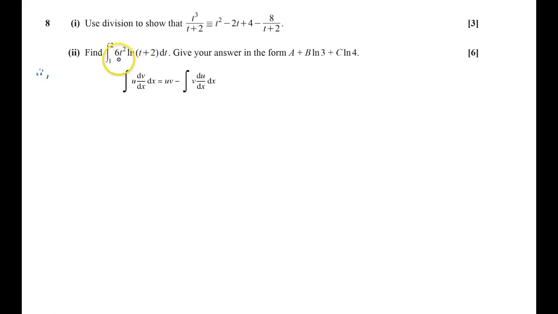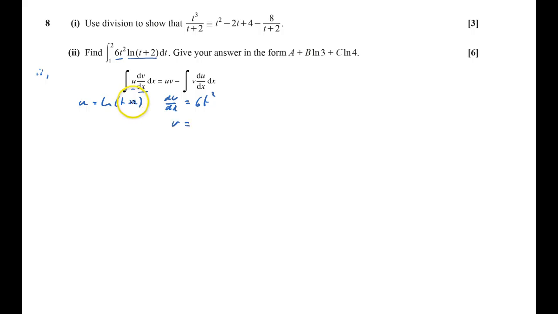And now one of them is going to have to be 6t squared, and one of them is going to have to be ln of t plus 2. So one is u, and one's dv by dx. Well, the one which is dv by dx, I've got to integrate to find out what v is. I can't integrate ln of t plus 2, so therefore I'm not going to make that be dv by dx, I'm going to make it be u. So I'm going to get u equals ln of t plus 2, and the other one, dv by dx, I'm going to have be 6t squared.